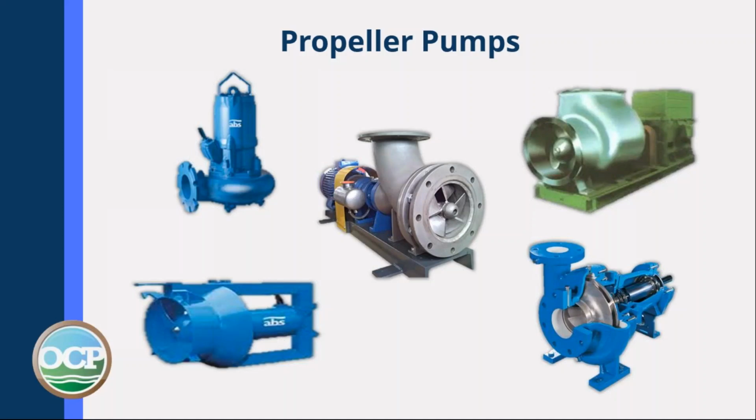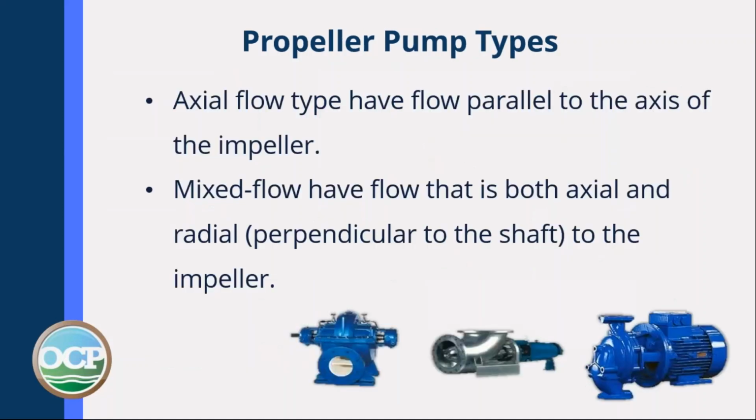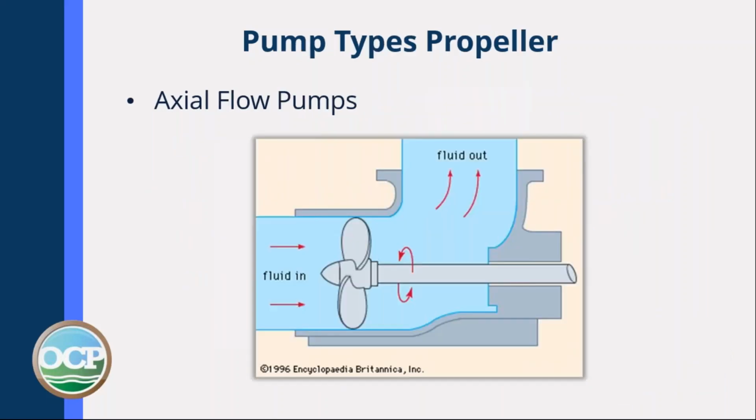Propeller pumps, there's some pictures of them. Propeller pump types: axial flow types have a flow parallel to the axis of the impeller. Mixed flow have a flow that is both axial and radial, or perpendicular to the shaft, to the impeller. Here's an axial flow pump. See, the water is flowing along the shaft that's got the propeller on it. It's pulling the water in and forcing it out.